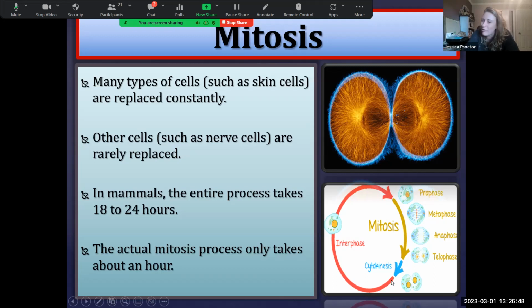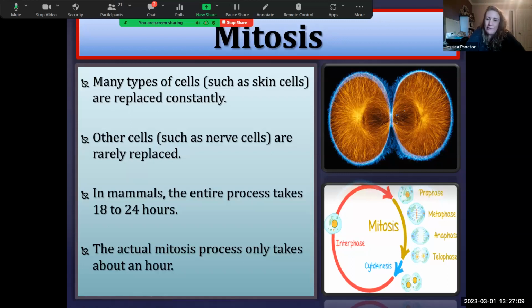But interestingly enough, the vast majority of the time, about 18 to 23 hours, your cells are in that interphase, the pregame. There's a lot of pregaming going on in mitosis. They're doing lots of DNA replication. They're replicating the DNA and they're replicating the organelles. The actual division process, the prophase, metaphase, anaphase, telophase, only takes about an hour.